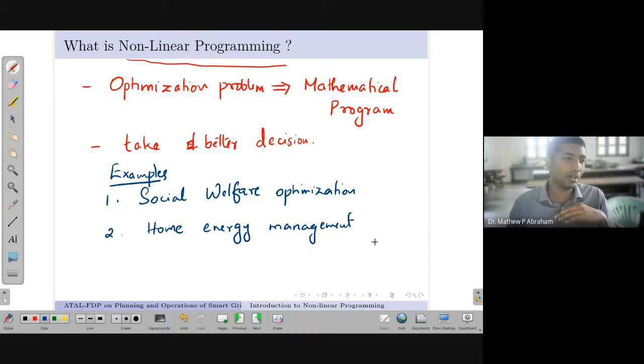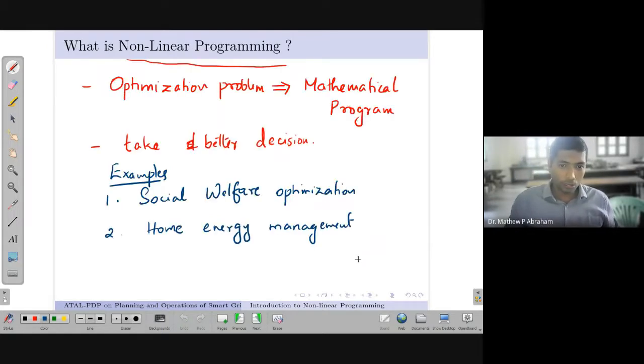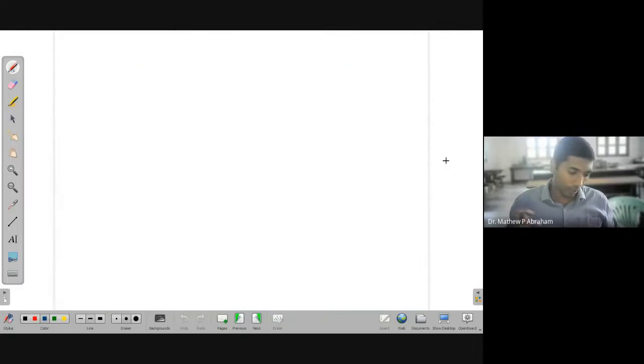Almost every problem we can frame as an optimization problem. The challenge involved is how to frame the given problem. If you have a problem to solve, how to frame it as an optimization problem is the key challenge. Now, coming to a little more detail of nonlinear programming, or the optimization problem.